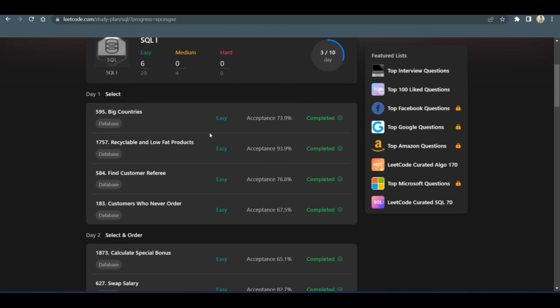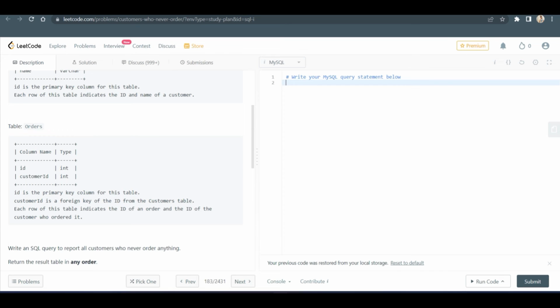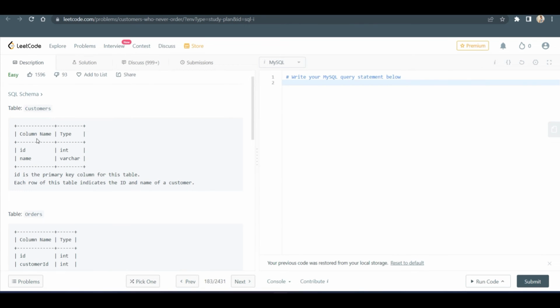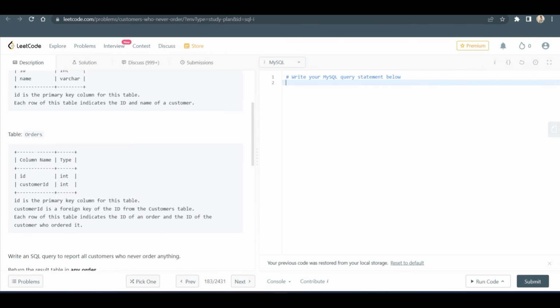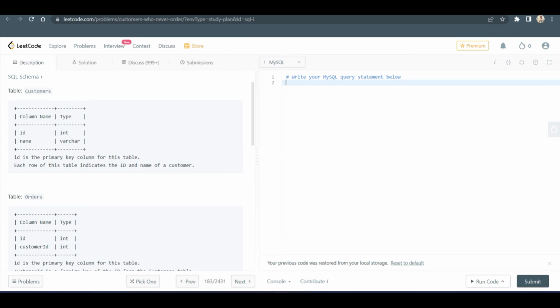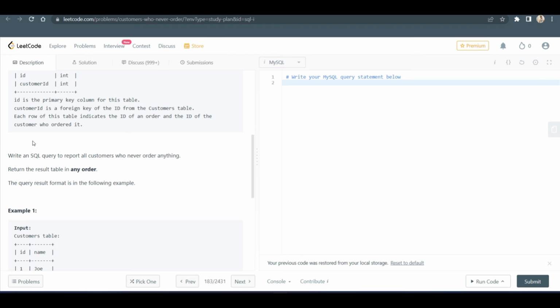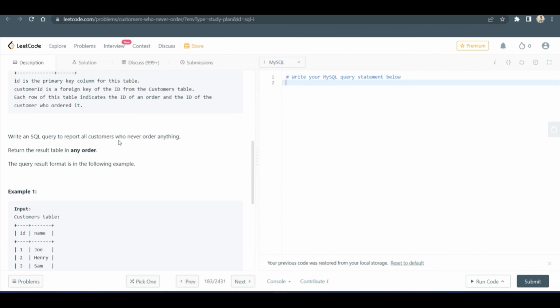Let's see the next question, that is customer who never order. So this is question number 183. In this case, there are customers and orders tables, where the customers table has ID as the primary key, and in the orders table ID is the primary key, and customer ID from the customers table, that is ID column, is the foreign key in the orders table. So we have to write the SQL query to report all customers who never order anything, and we have to return result in any order as usual.